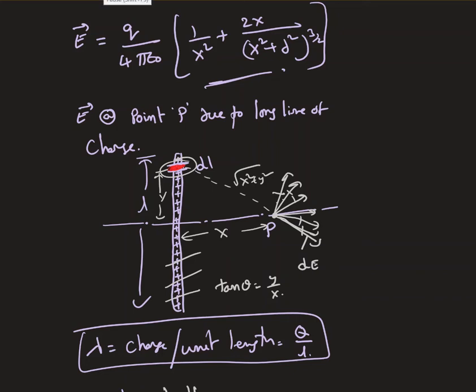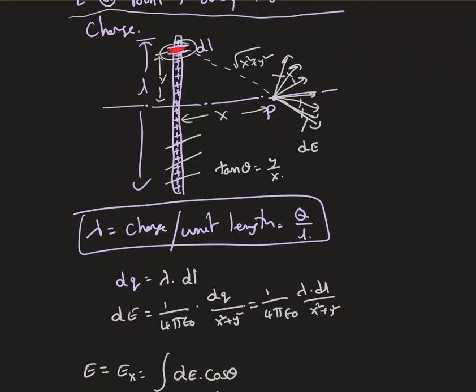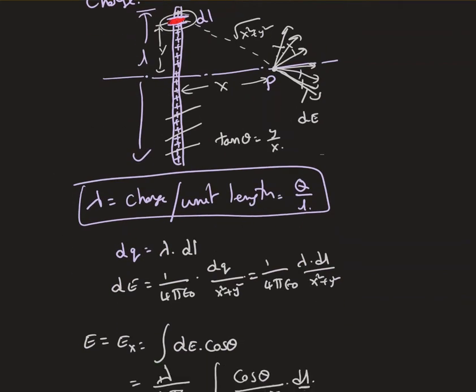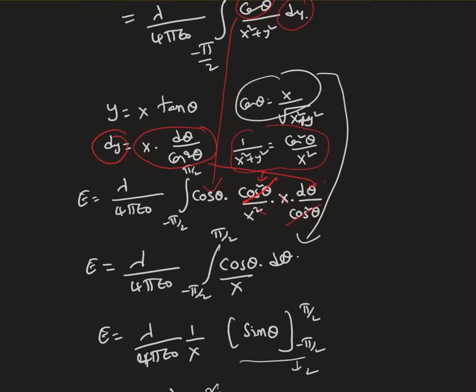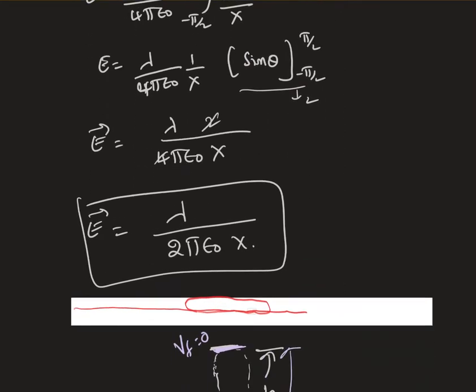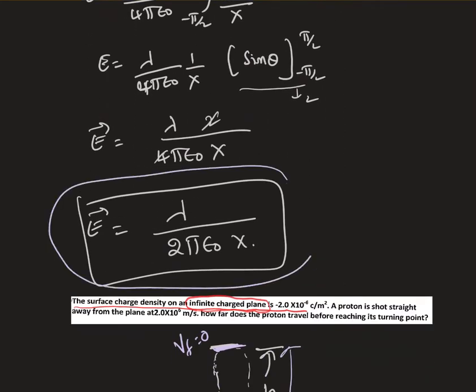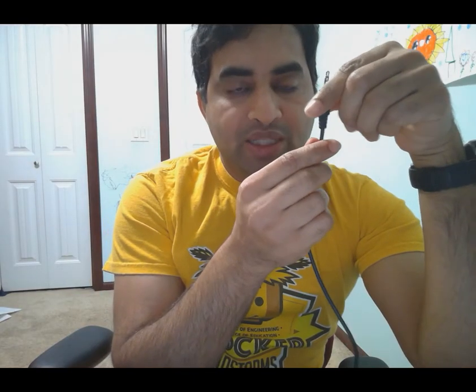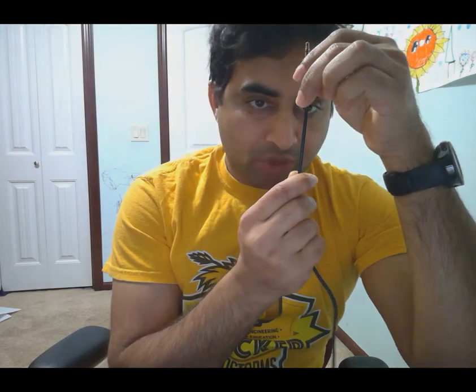In the previous video, we learned how to find the electric field at point P due to a long line of charge. Here, lambda is charge per unit length. Because of the long line of charge at point P, this is what we found: the electric field E equals lambda over 2 pi epsilon naught x, where lambda is charge per unit length.